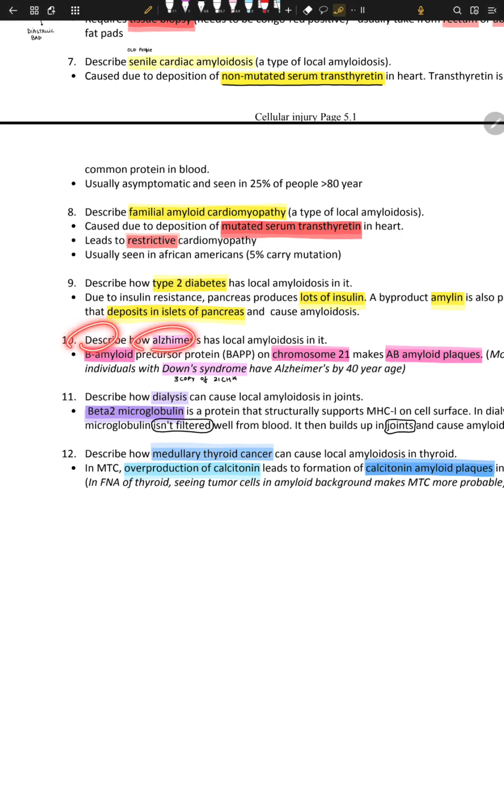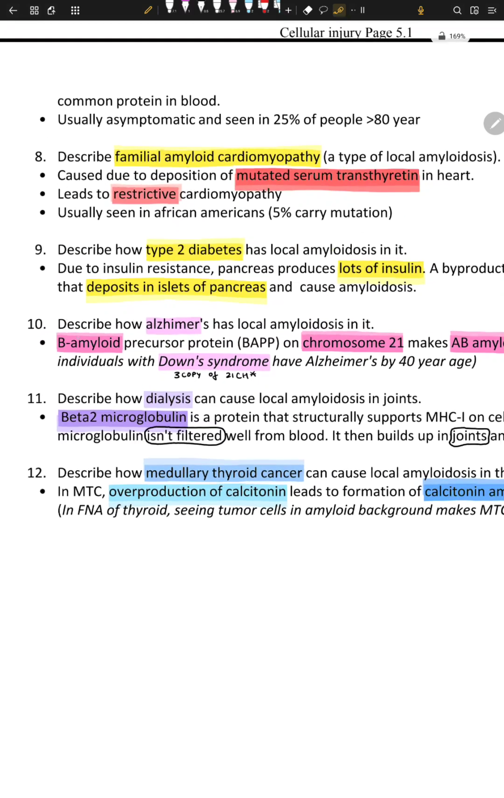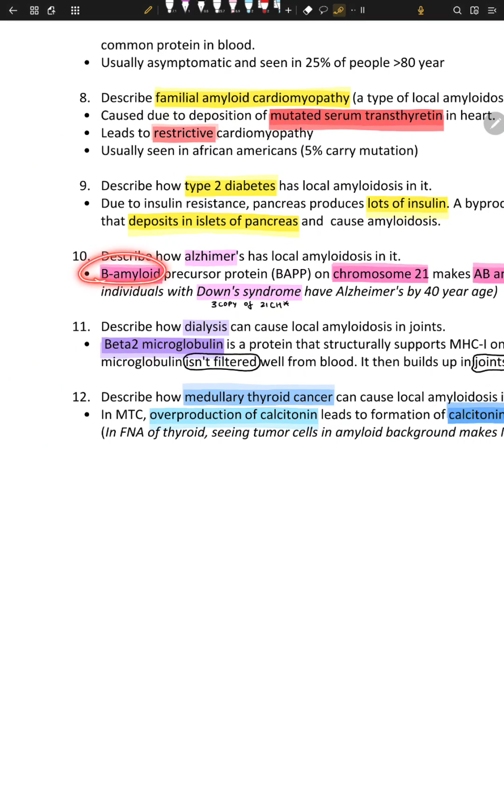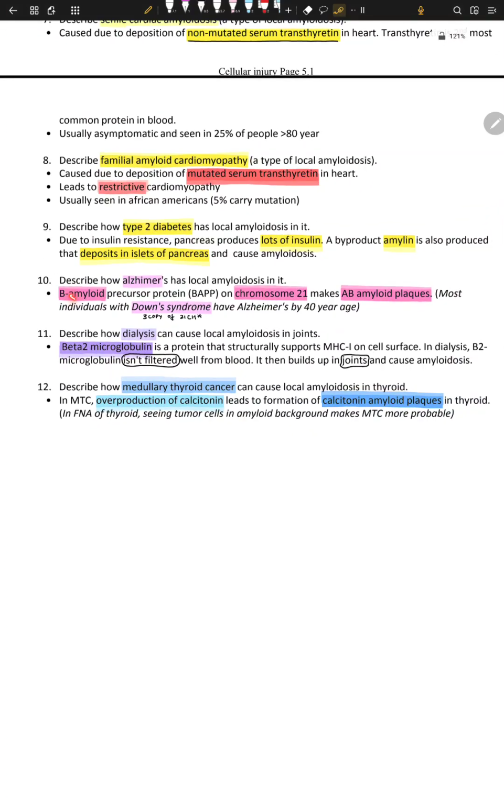Okay, describe how Alzheimer's has local amyloidosis in it. There's something called beta amyloid precursor protein, called APP, with the gene on chromosome 21. What happens in Alzheimer's is that patients with Down syndrome have 3 copies of chromosome 21, right? And they make something called AB amyloid plaques. How are these plaques made? These AB amyloid plaques are made from beta amyloid protein, so this beta amyloid protein makes AB amyloid plaque.